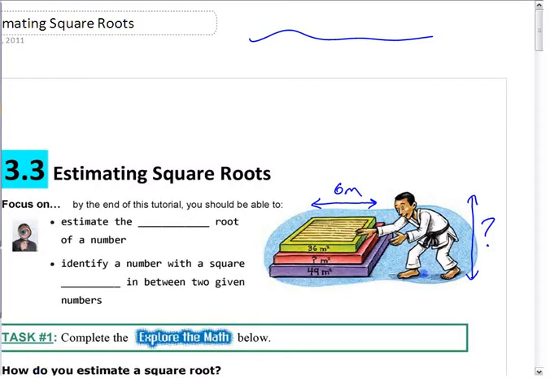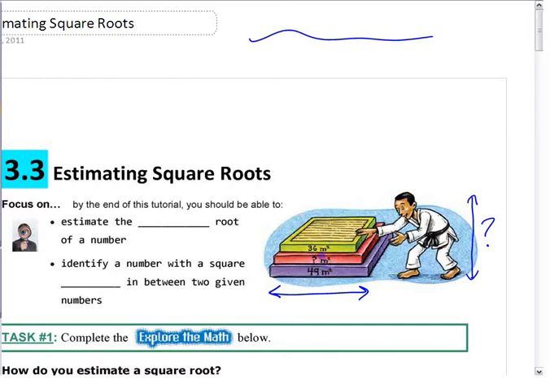Anyways, despite the inaccuracy of the picture, if that green mat was 6 meters along the side, and the purple mat is how long along the side? 7 meters along the side. What would you estimate the other one is? It's got to be somewhere between 6 and 7, right?